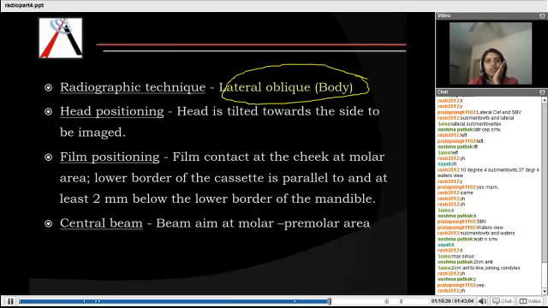Okay. So film contact with the cheek at the molar area, and the lower border of the cassette is parallel to and at least 2 mm below the lower border of the mandible. It's not 2 mm, I think. It's 2 cm. I'll have to confirm this. 2 mm is too less actually. It has to be 2 centimeters. So just keep this point. We'll just confirm this one.